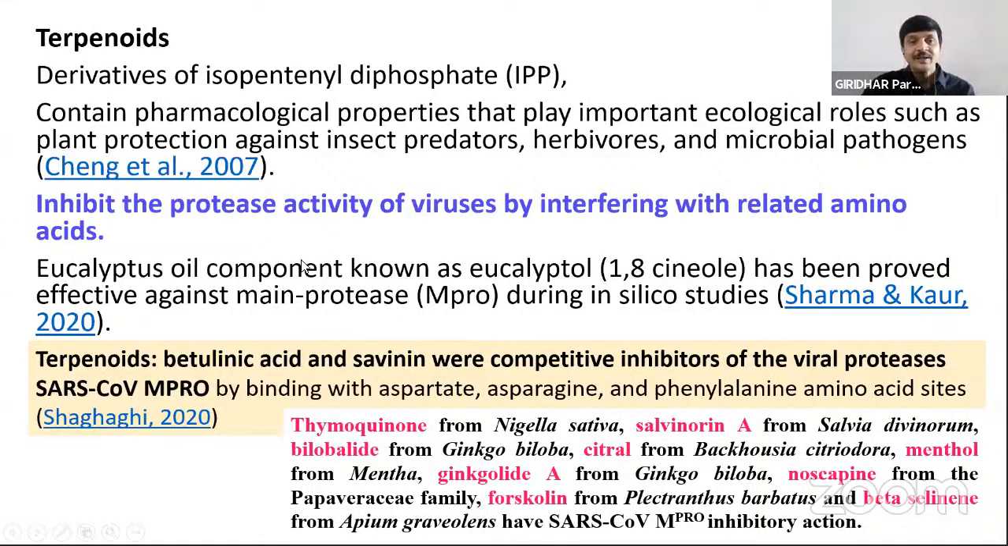One such thing is the eucalyptus oil, known as eucalyptol. It contains 1,8-cineol. It has been proved against Mpro protein inhibition during in silico studies. But of course, human voluntary studies are yet to be taken. Similarly, betulinic acid and various other terpenoids like thymoquinone, salvinorin, ginkgolide, beta-synuclein, noscapine, and many other such things are reported to have this particular antiviral property.